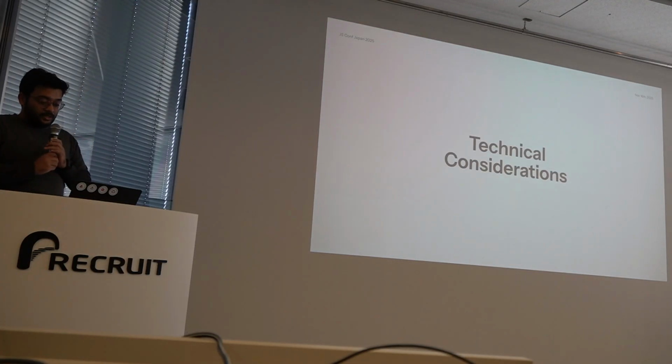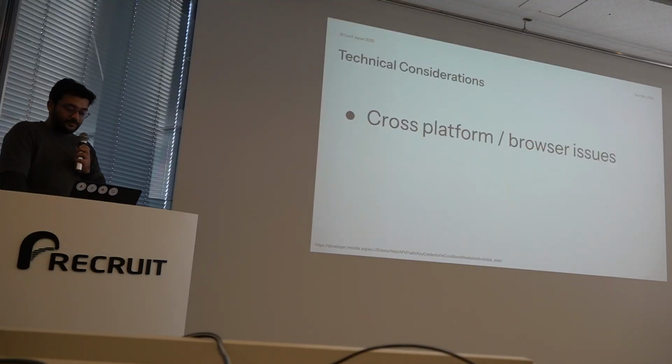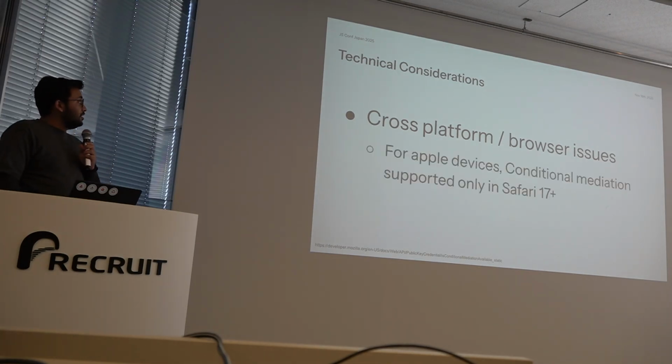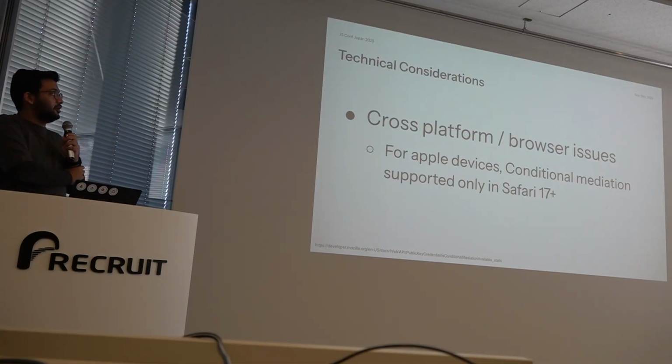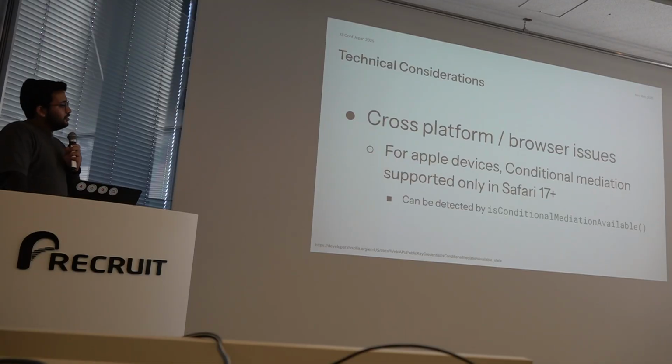Before wrapping up the presentation, I wanted to share some technical considerations as well. The first thing that we faced was a lot of cross-platform or browser issues. For example, this is just one example, conditional mediation is supported only in Safari 17+. So you have to make sure to check before triggering any WebAuthn API if it is available on the device or not. For example, in this case, you can use the function here.